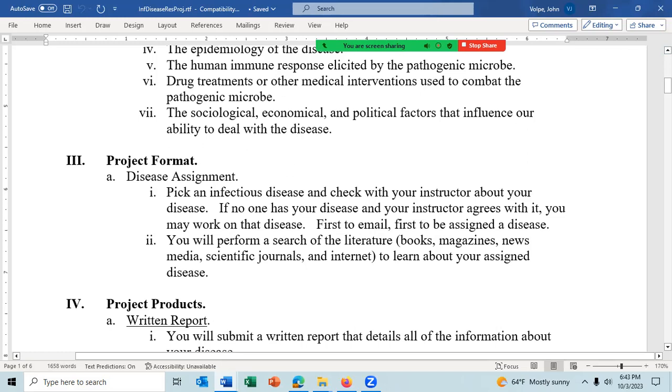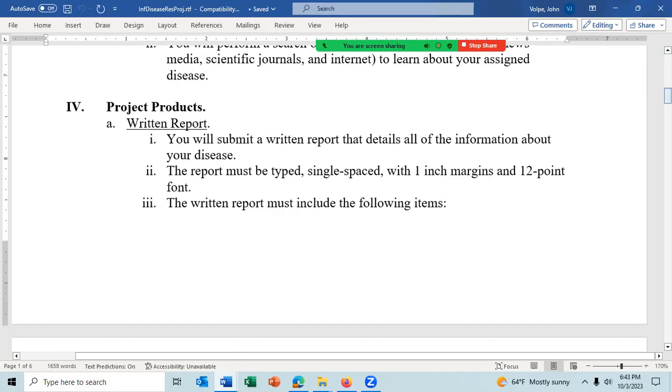And then write up your report. It must be typewritten. It must cover all the disease topics. The report must be typed single-spaced with 1-inch margins. I'm not going to look at that, but it has to be 12-point font.